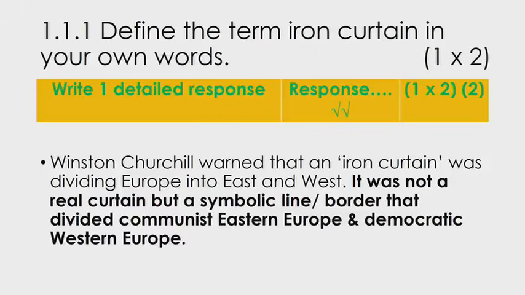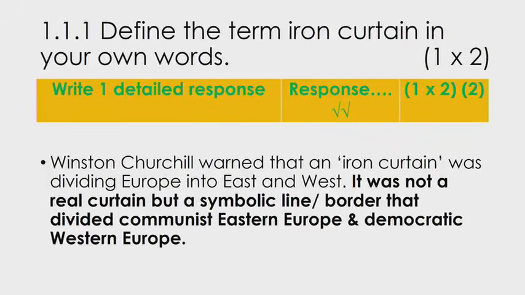So here we go. Here's our first question. At 1.1.1, we must define the term Iron Curtain in our own words. If we have a look at our mark allocation, you'll see that we need to provide one detailed response. And in return for our detailed response, grade 12s, the marker will award us with 2 marks.